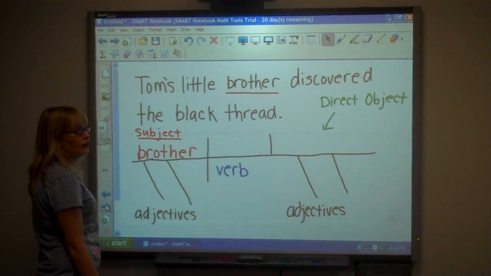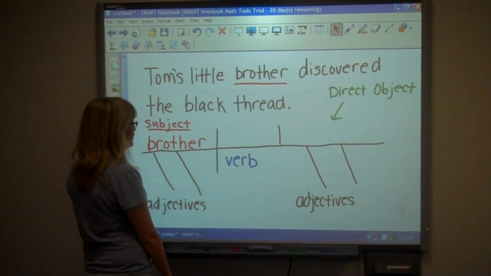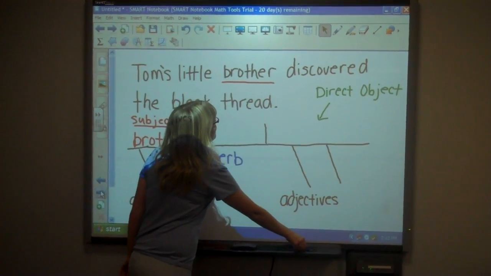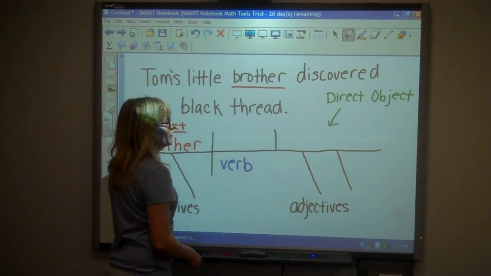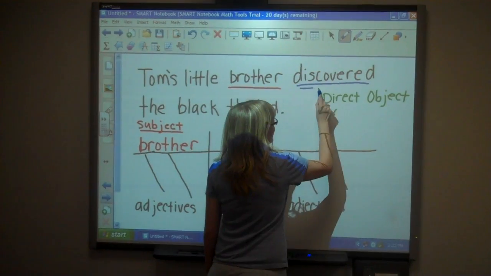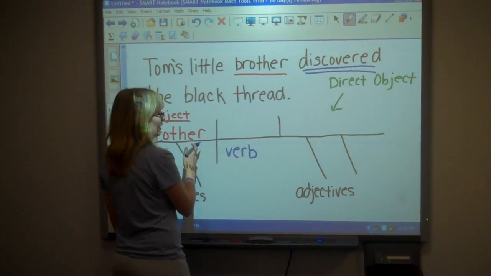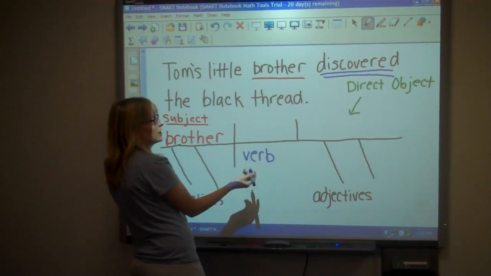Then you're going to find your verb. Always after you find your subject, you make sure to find your verb. So your verb is going to be, what was the brother doing? Well, the brother discovered the black thread. So if he discovered it, it's going to be the verb, and it's going to go right after the subject.